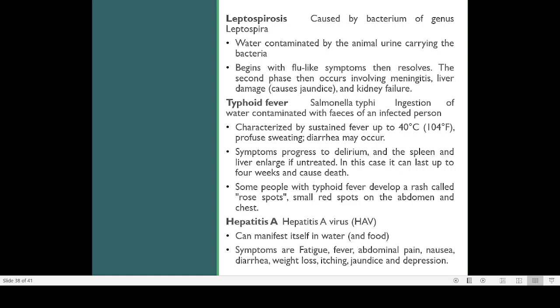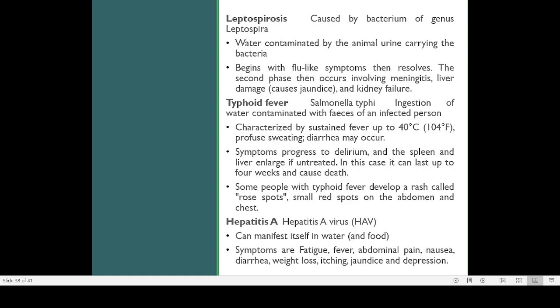Some people with typhoid fever develop a rash called rose spots. When a person is having this intense high fever, there may be small red spots on the abdomen as well as on the chest. So that is also a sign that the disease is typhoid. That is the third type of disease.